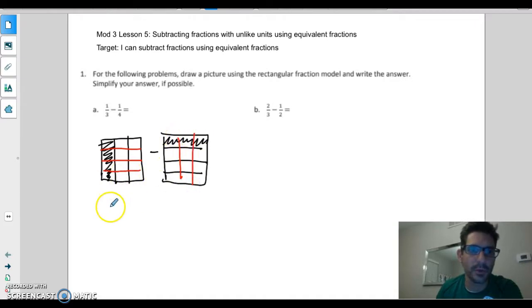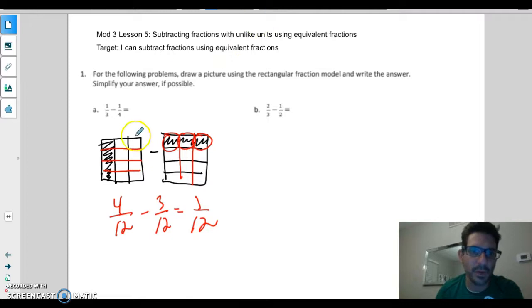Okay, so how many do I have total? I have 12. So this is really 4/12 minus 3/12, which is equal to 1/12. How I can use the visual model is, here's 1/12, 2/12, and 3/12. So I can come over here and go 1, 2, 3. How many am I left with? Just the 1. So there's your 1.